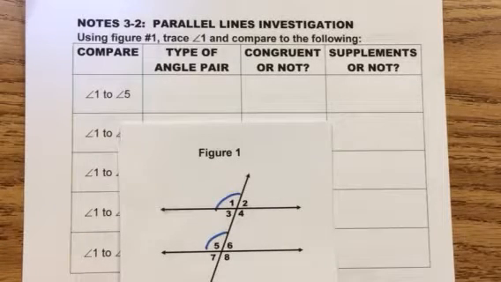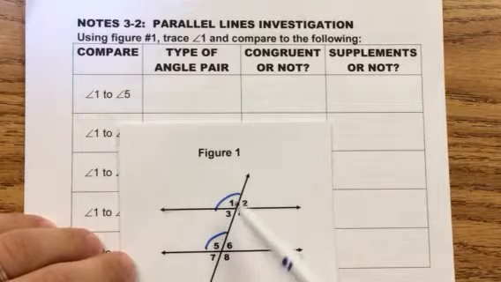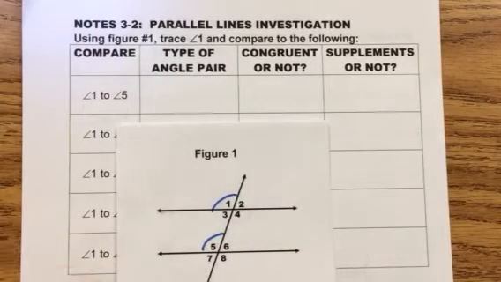Today we're going to be talking about parallel line investigation. Using figure number 1 on your screen, we're going to trace angle 1 and compare it to the following. Angle 1 to angle 5 is our first comparison. They are in the same place.